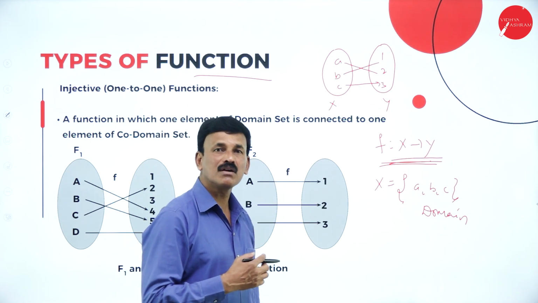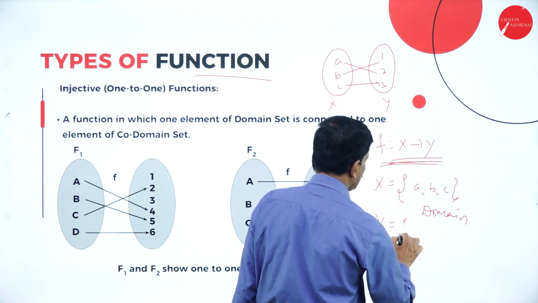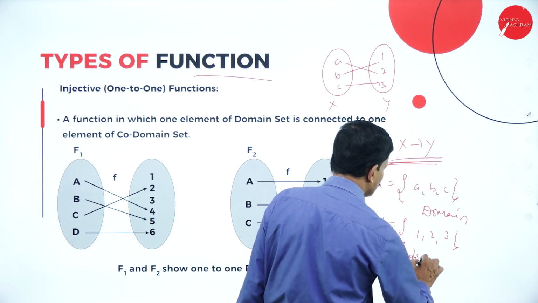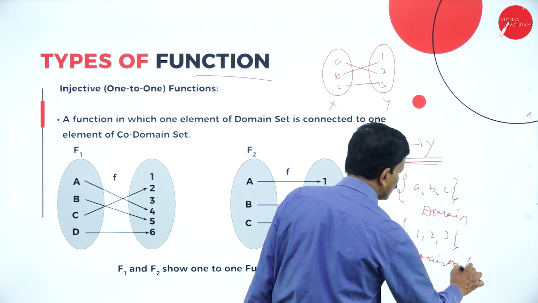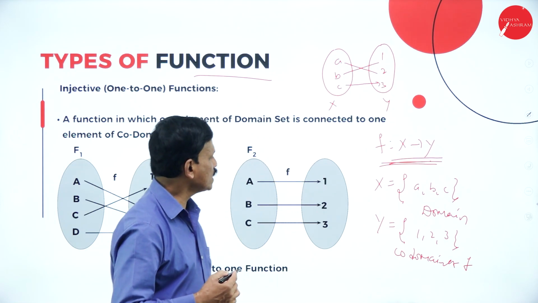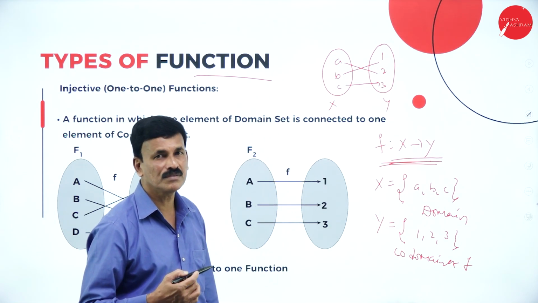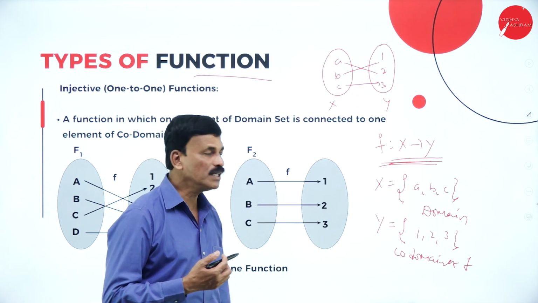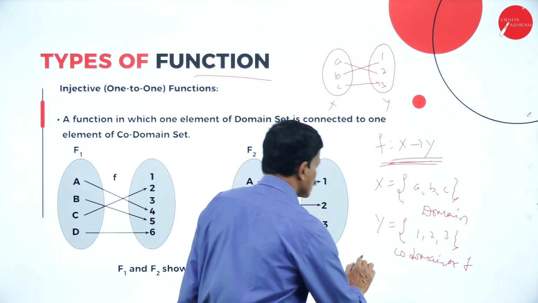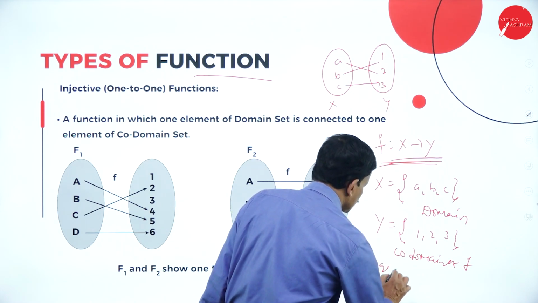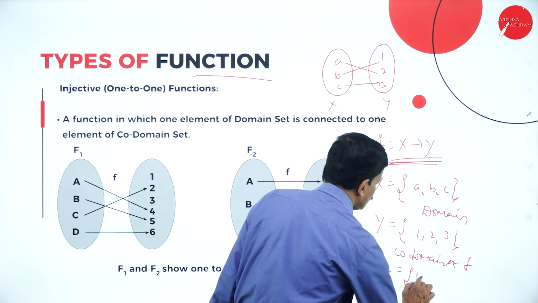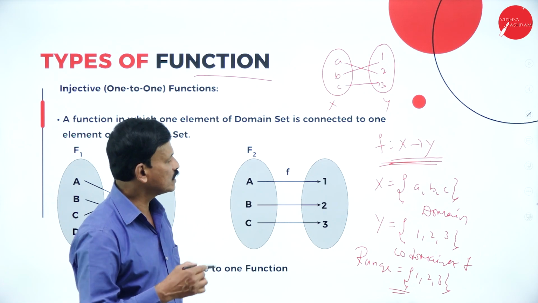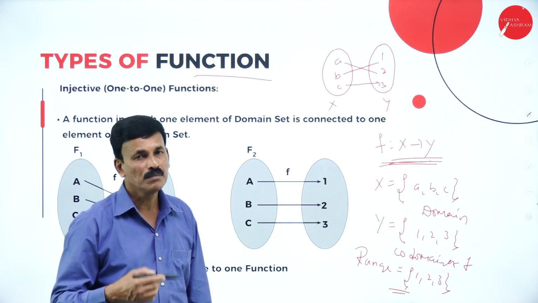The set Y is called the codomain. What does Y contain? 1, 2 and 3. This is called the codomain of the function f. So, the set X is called the domain and Y is called the codomain of the function. And the images are called the range. All the images are called the range. So, the range of the function is 1, 2, 3. That's it: domain, codomain and range. We have discussed this already in the previous classes.